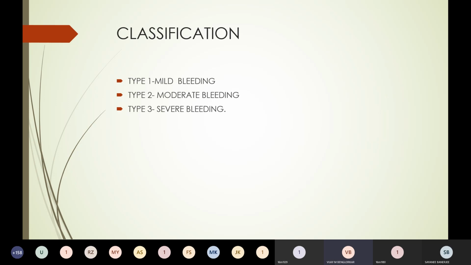Classification. There are three types. Type 1, where you get mild bleeding. Type 2, where you get moderate bleeding. Type 3, where you get severe bleeding.